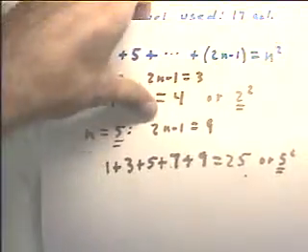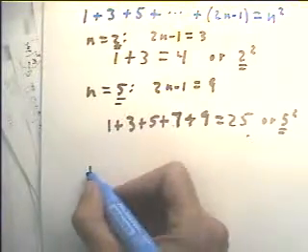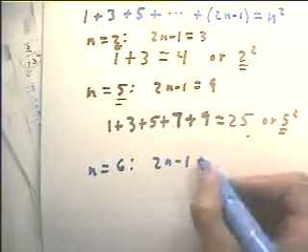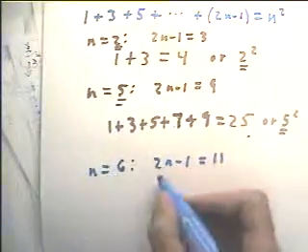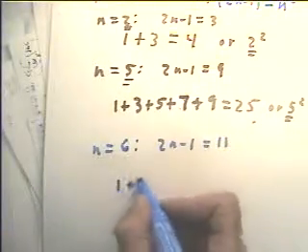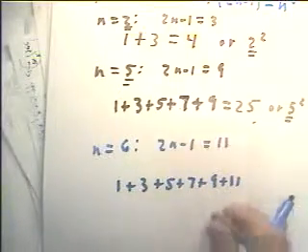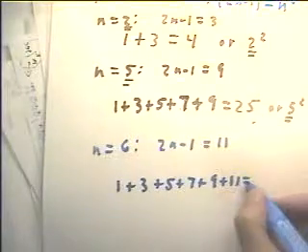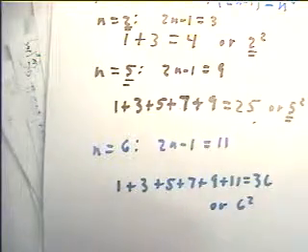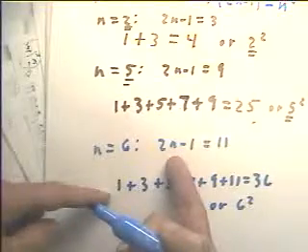We could, I guess, do one more down here. If we used n equals 6 just to compare, then 2n minus 1 would be 11. 2 times 6 minus 1 is 11. And we would get 1 plus 3 plus 5 plus 7 plus 9 plus 11. In other words, just adding 11 onto what we already had, which is clearly going to give us 36, or 6 squared.